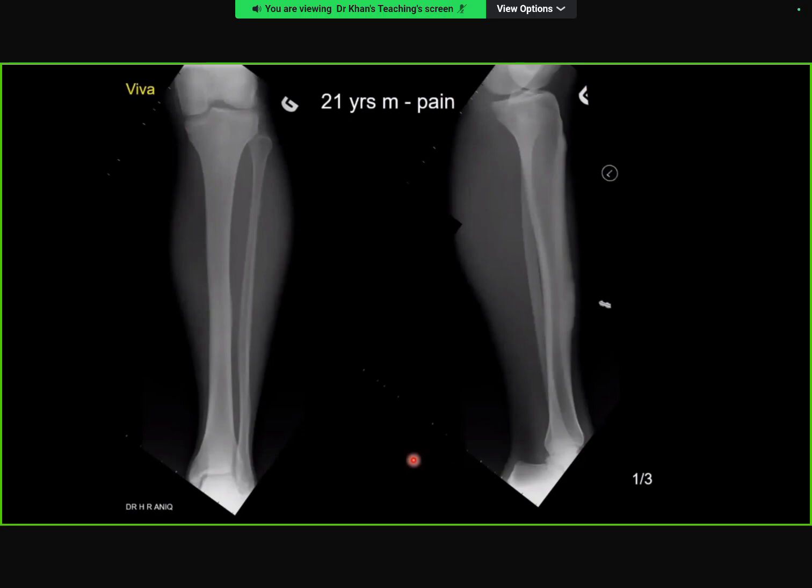Would you consider further imaging with a CT? And how will CT help you? So if it is an osteoblastoma, then it should show you whether there's possibly a nidus within that sclerotic area.